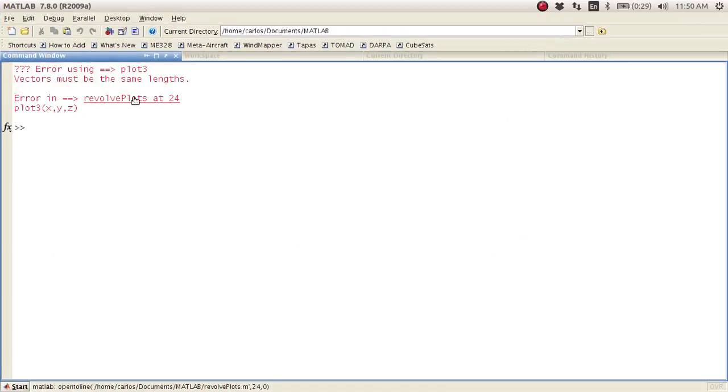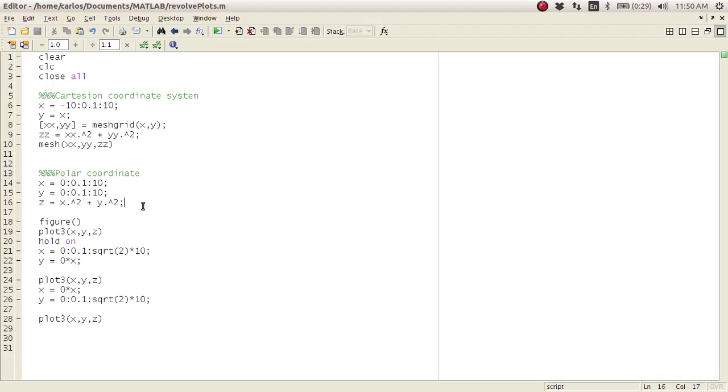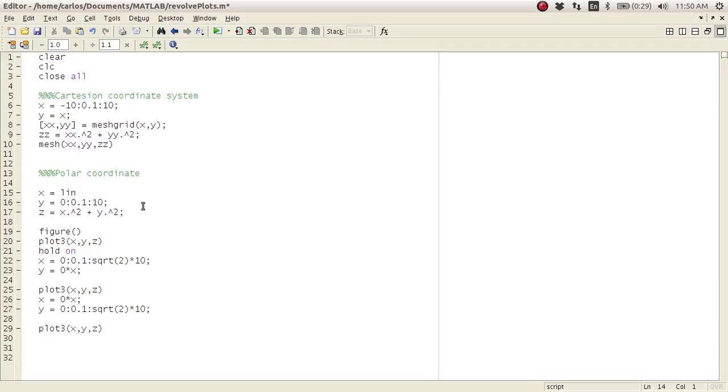Didn't like it. Oh, okay, yeah, you need to do a linspace command. So n needs to be like 100, and you need to do linspace(0, 10, n), and then the same thing, linspace(0, 10, n). That way z is n points. And then instead of going like this, you want to do linspace(0, 10 times the square root of 2, n).